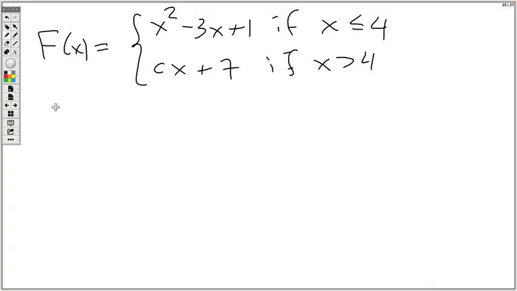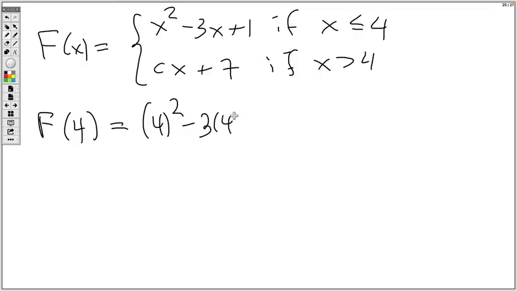Okay? So let's go through the continuity checklist. f of 4. What is f of 4? When x is actually equal to 4, what formula do I use? The top one. And so when the dust settles, what do you get from that?